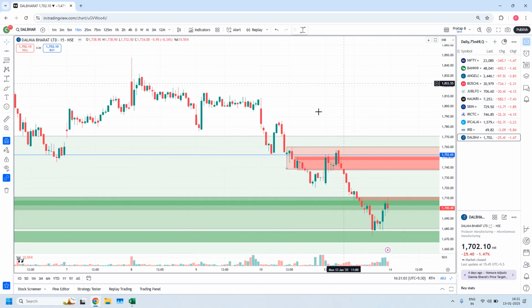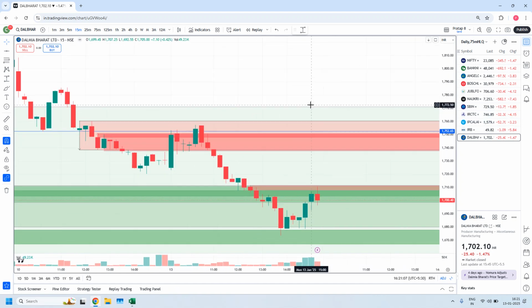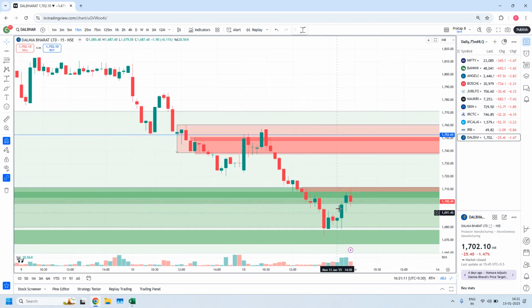But anyway, my concentration is on yesterday's HLQ zones. Still, I'm telling you, the trade opportunity you would have got is this only one area among all these stocks we got.